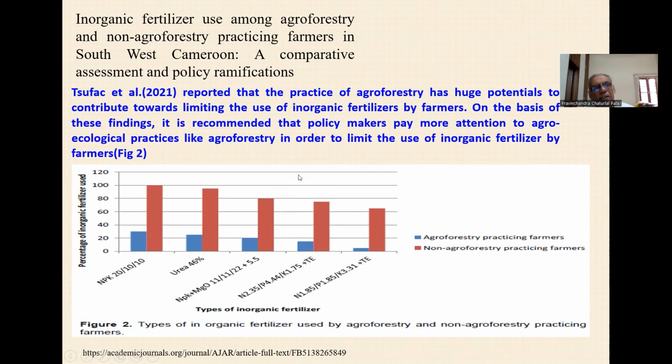So there is a need to practice agroforestry along with agriculture, and it reduces the inorganic chemical fertilizers. So it helps in reduction of global warming, because at present you know that we have the problem of global warming. So, types of inorganic fertilizer used by agroforestry and non-agroforestry: the agroforestry system is better and there is less requirement of inorganic chemical fertilizers. And it is proved that inorganic chemical fertilizer deteriorates the soil and pollutes the atmosphere.